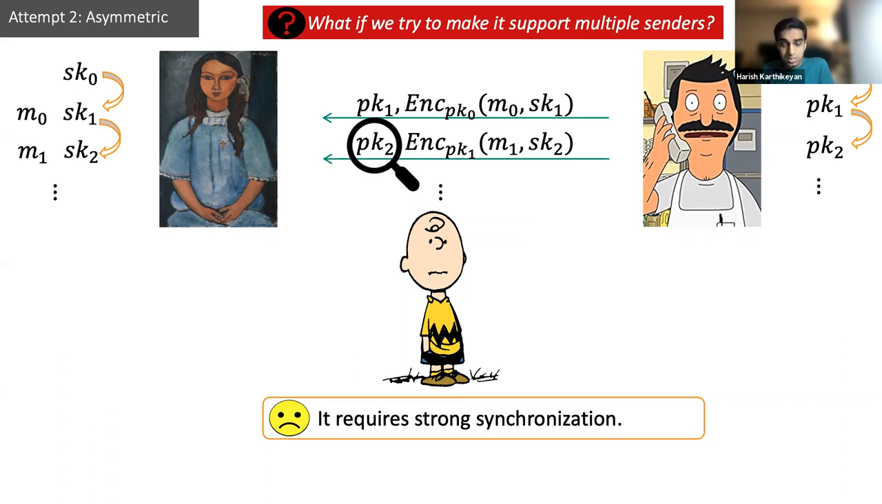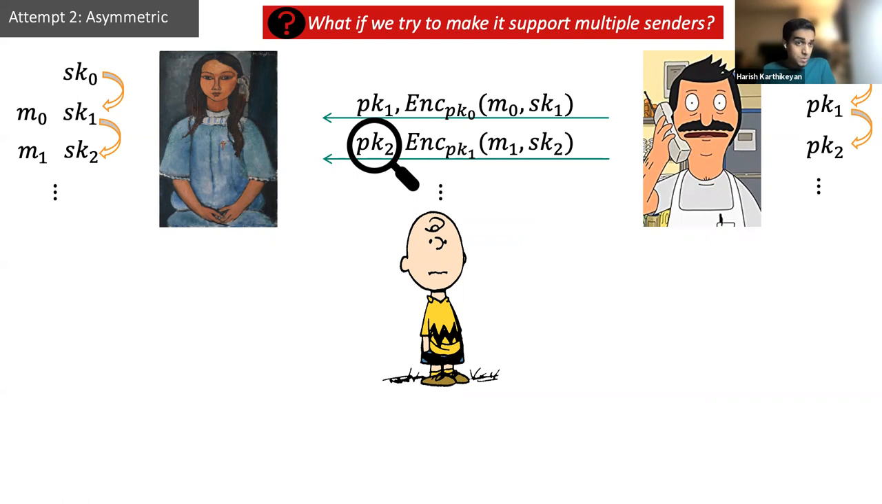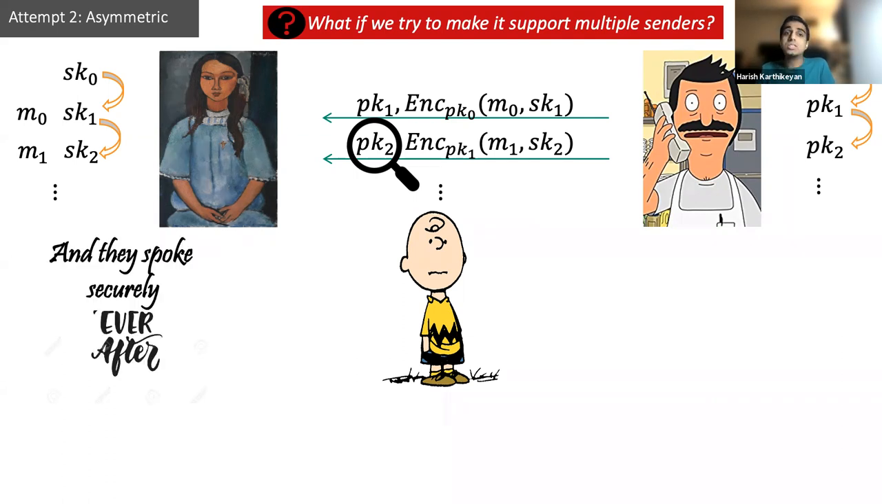However, all is not lost, because for some applications, such as secure messaging, this is not a huge problem. We can assume some kind of serialization. So are we done with the setting? Is it the case that they lived happily and spoke securely ever after? Unfortunately, not. As with any scheme, there are lurking trust issues here.